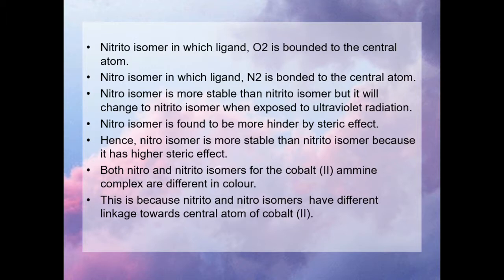Both nitro and nitritoisomers for the cobalt-3 amine complex are different in color. This is because nitrito and nitroisomers have different linkage towards the central atom of cobalt.